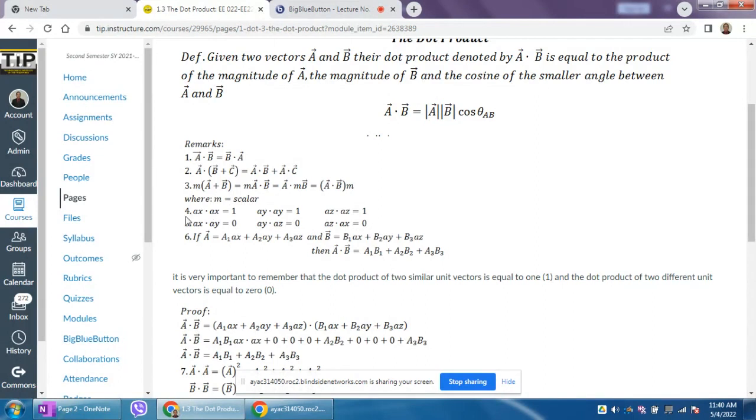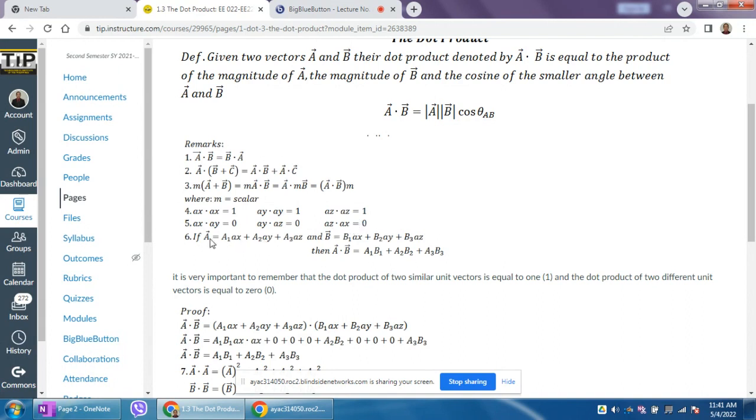Number 4, AX dot AX is equal to 1, AY dot AY equal to 1, AZ dot AZ equal to 1. Ito lang po tatandaan nyo. If you're taking the dot product of two similar unit vectors, their dot product is equal to 1. Number 5, if you're taking the dot product of different unit vectors, their dot product is 0. Pag magkaiba, 0.